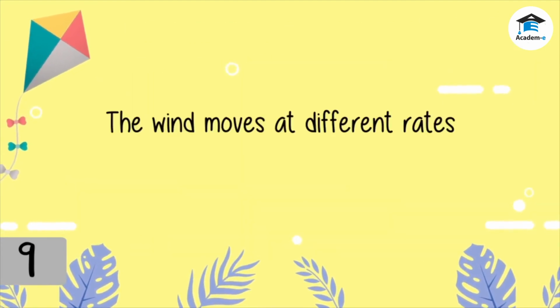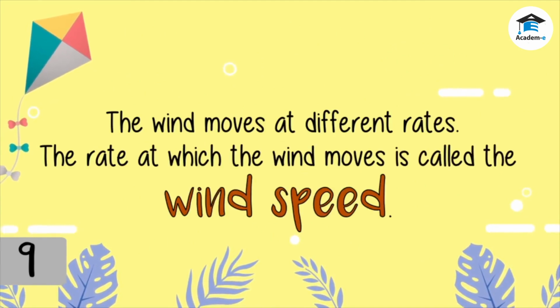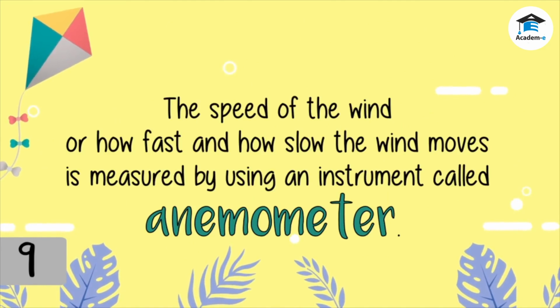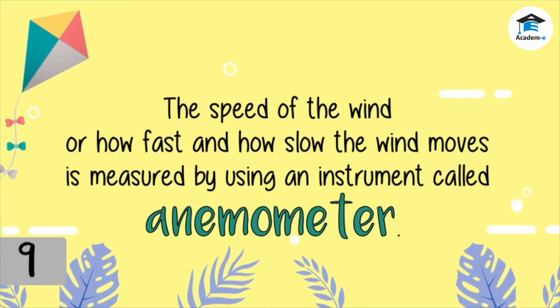The wind moves at different rates. The rate at which the wind moves is called the wind speed. The speed of the wind, or how fast and how slow the wind moves, is measured by using an instrument called an anemometer.